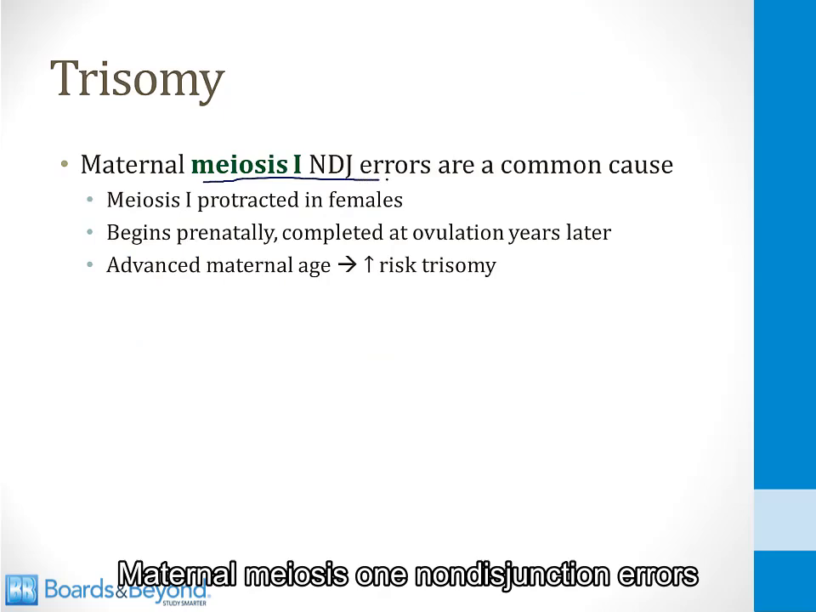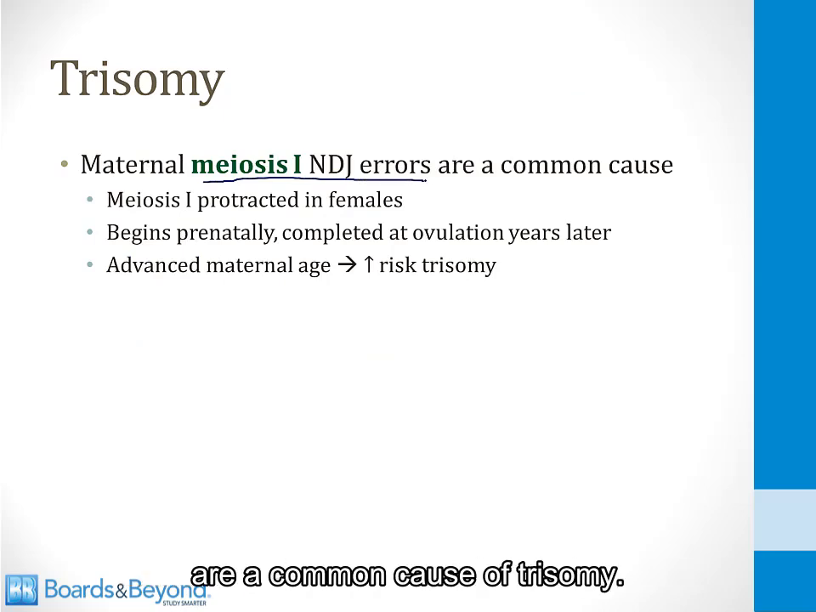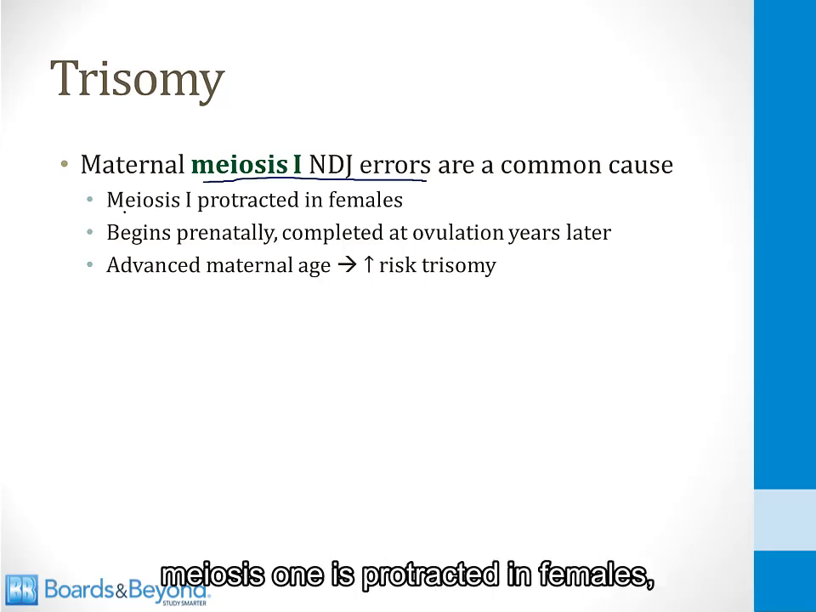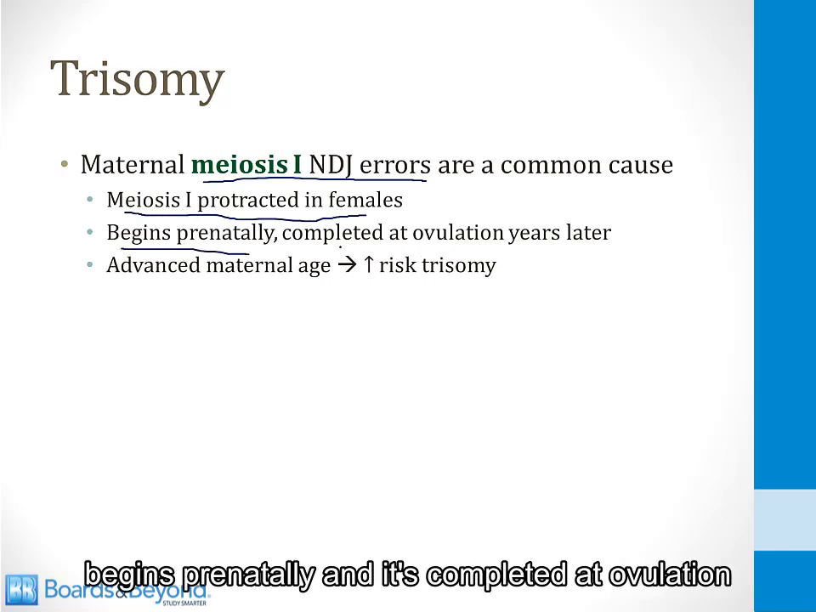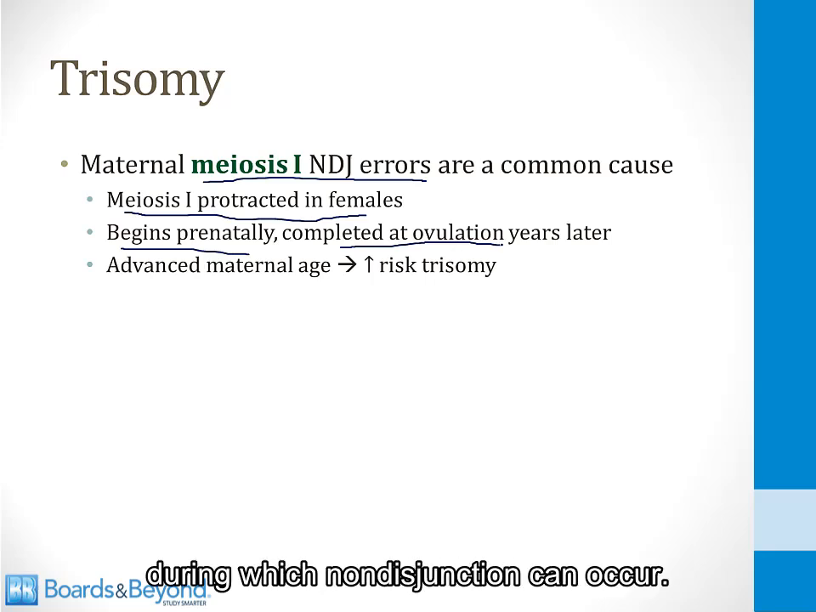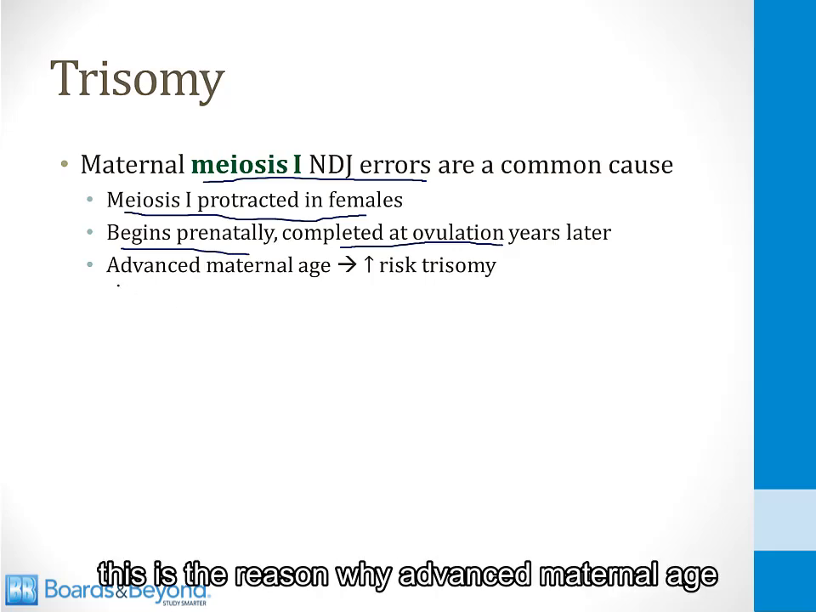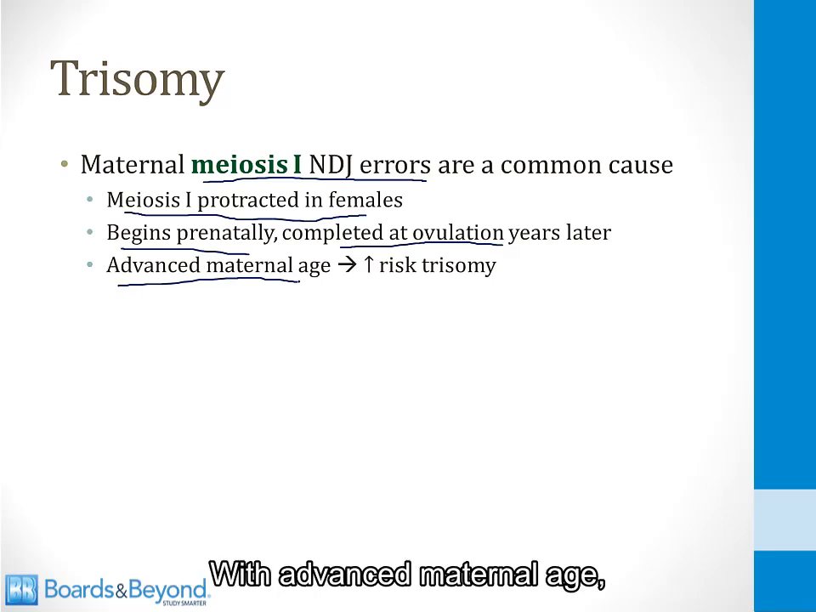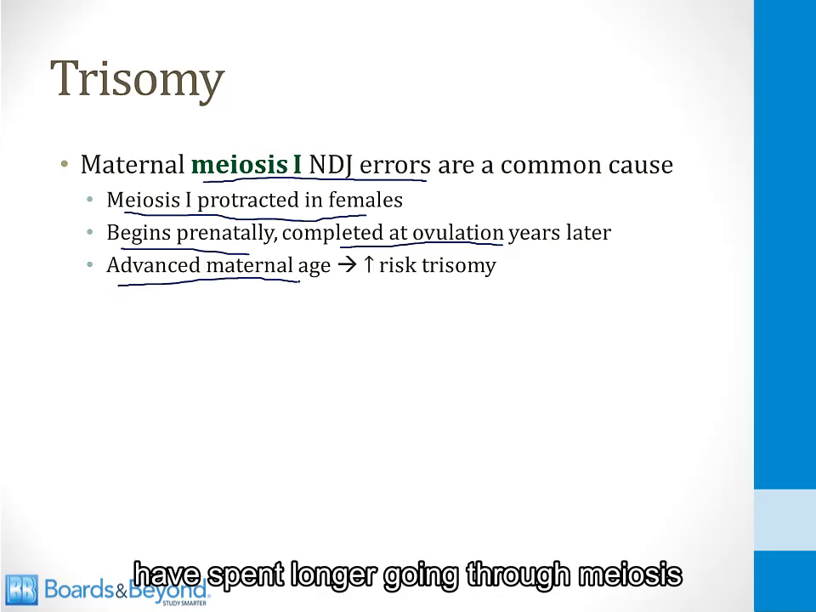Maternal meiosis I non-disjunction errors are a common cause of trisomy. As we discussed earlier in the process of oogenesis, meiosis I is protracted in females, begins prenatally, and is completed at ovulation many years later. This leaves lots of time during which non-disjunction can occur. In addition, this is the reason why advanced maternal age is a risk factor for many forms of trisomy. With advanced maternal age, the eggs that are being released have spent longer going through meiosis, and therefore there's more time for non-disjunction.